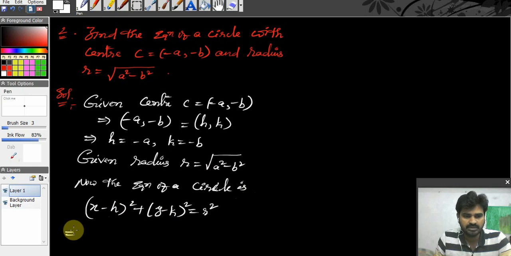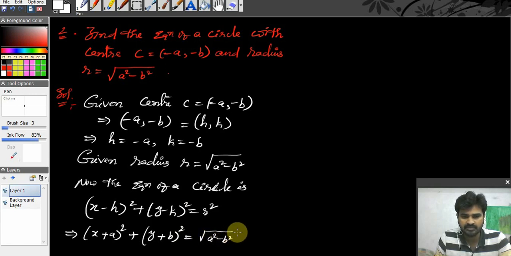Now you can substitute carefully here. h is equal to how much? Minus a. Already minus is there, minus into minus plus a, whole square, plus (y minus k), k means minus b, here also minus is there, minus into minus plus b, whole square is equal to r square, where r is root of a square minus b square. This is the r value and it has the square.